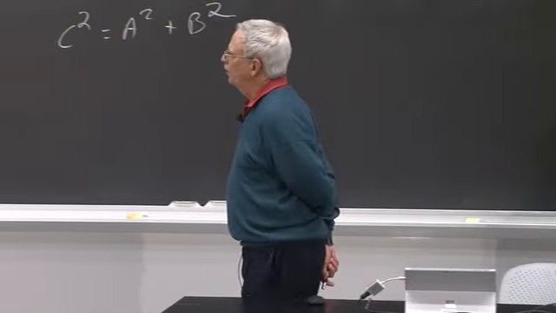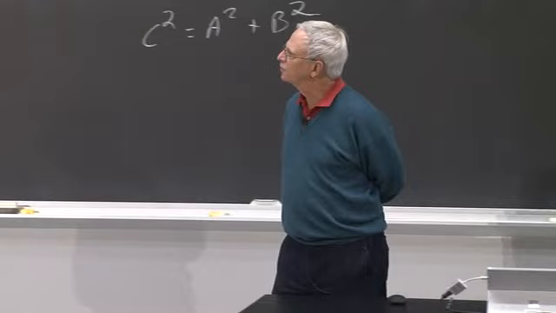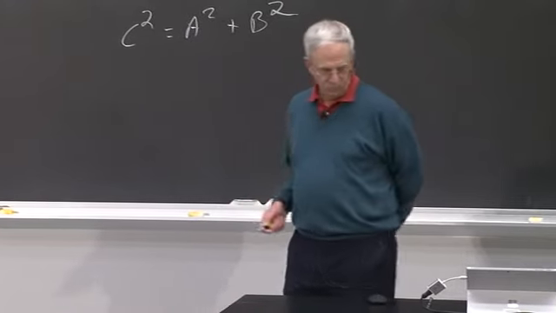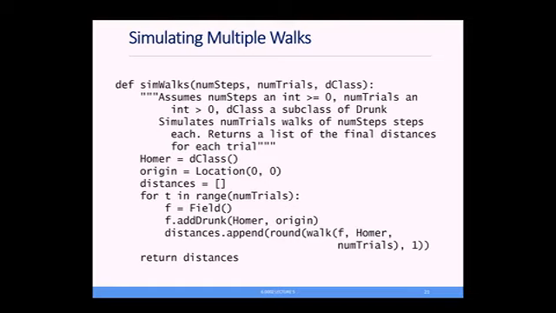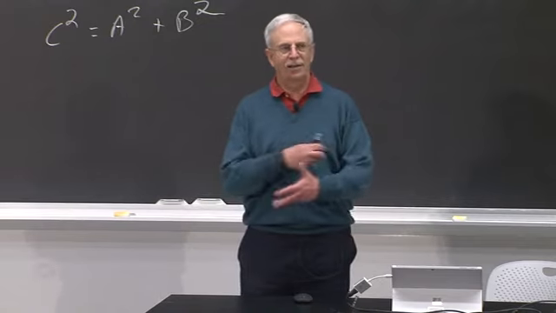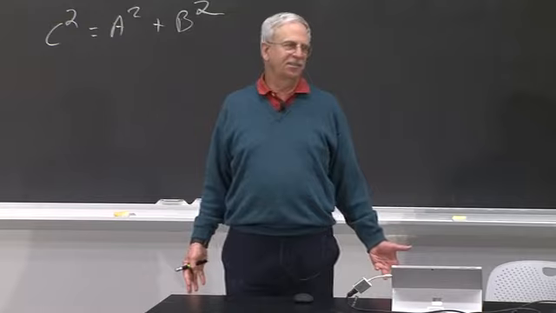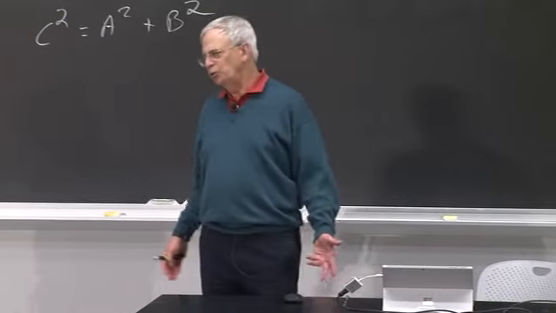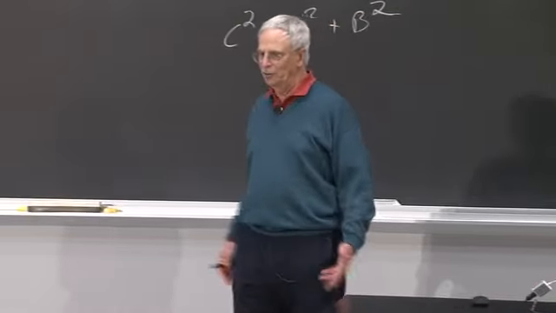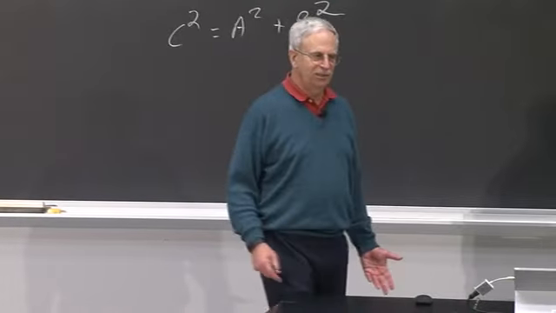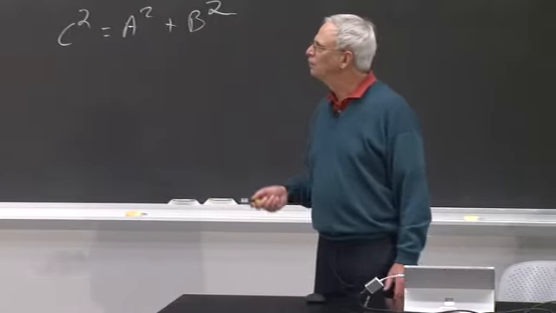I then need to simulate multiple walks. Notice here that I've got the number of steps, the number of trials, and D class stands for class of the drunk. And that's because I want to use the same function to simulate as many different kinds of drunks as I care about. We've only seen two here, the masochistic drunk and the usual drunk, but you can imagine many other kinds as well.